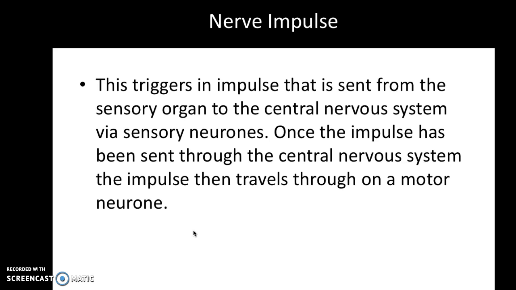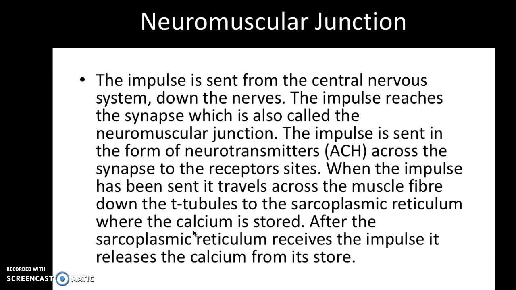Now, the central nervous system is either the brain or the spinal cord. Once the impulse has been sent through the central nervous system, the impulse then travels through on a motor neuron. The impulse is sent from the central nervous system down the nerves. The impulse reaches the synapse, which is also called the neuromuscular junction. The impulse is sent in the form of neurotransmitters, ACh, across the synapse to the receptor sites.